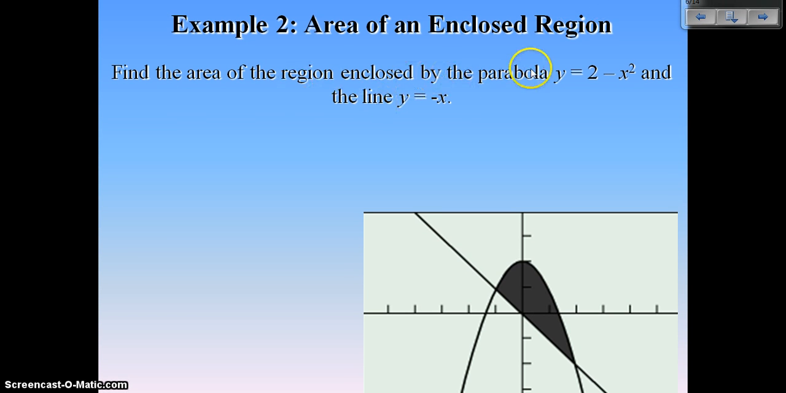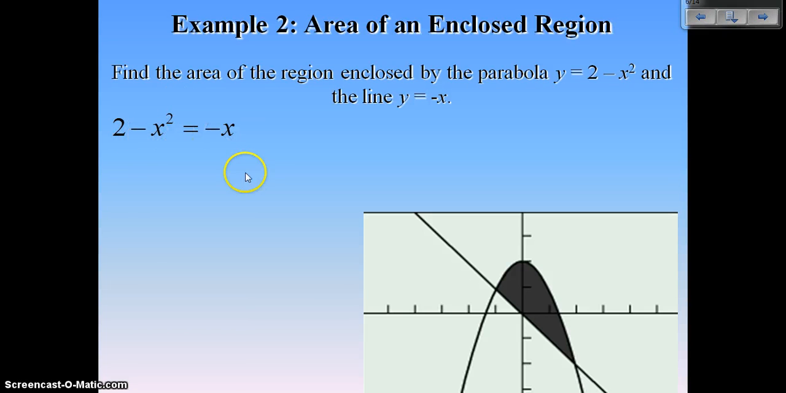Alright, find the area of the region enclosed by the parabola 2 minus x squared. That's what we have here. And the line y equals negative x. Now notice that on this one I do not give you your limits of integration. You don't have a starting point and a stopping point. So the first thing we need to do is find out what those numbers are. So now, where are these two functions equal? Where do they cross? So I simply set the two functions equal to each other.